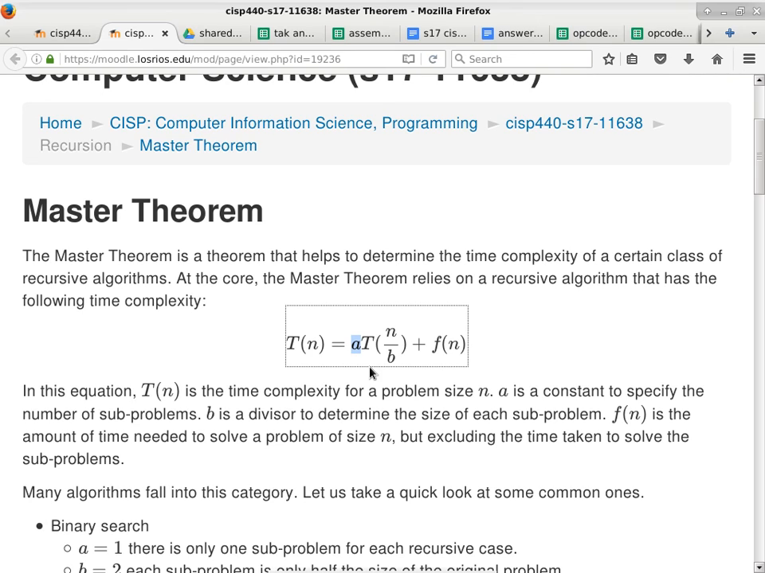f of n is saying, not counting the recursive calls, just looking at the rest of the algorithm itself without the recursive part, how much time would that take as a function of n? That is f of n. What do you think f of n should look like in binary search?